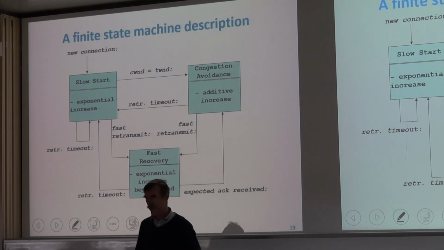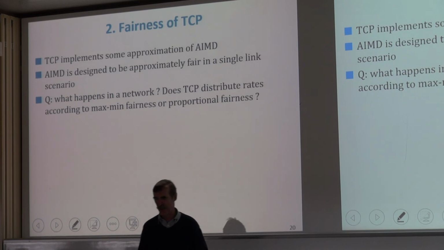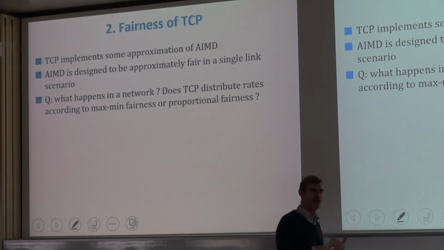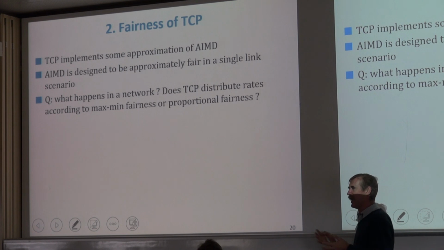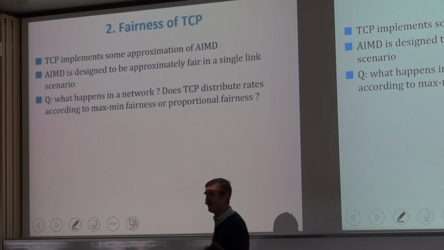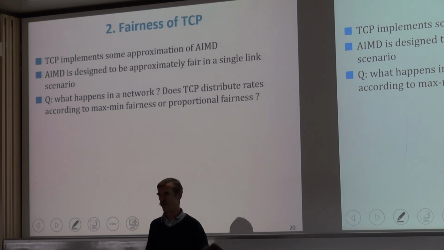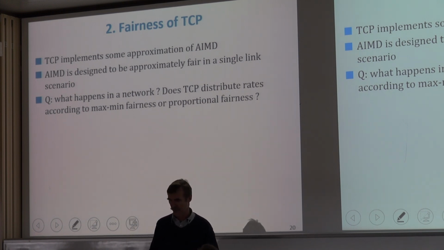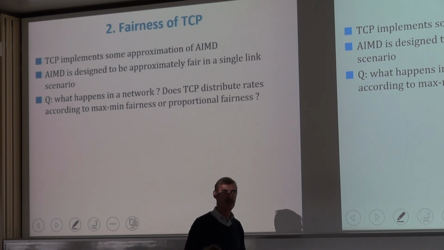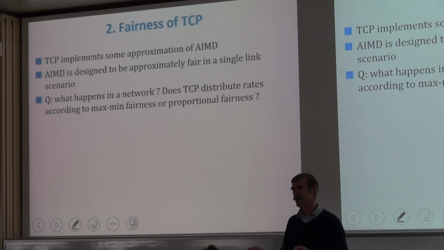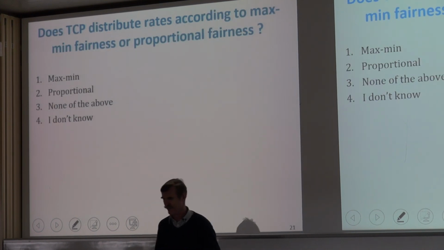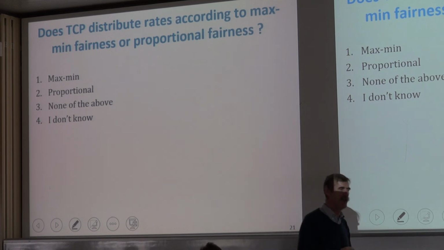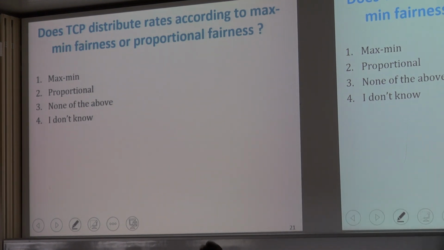Now, let's try to understand what we have with this. How can we understand what is happening in the internet when we do all those things? In particular, if we try to forget about the many approximations and we think that as a very crude approximation, TCP is implementing additive increase, multiplicative decrease with slow start to keep things safe. Now, what happens in a network? We've seen that in a network, TCP should try to distribute rates according to some form of fairness. What do you think that it does? Does it implement max-min fairness, proportional fairness, or none of the above? Now, it's a non-educated guess. It's just, what's your best guess?